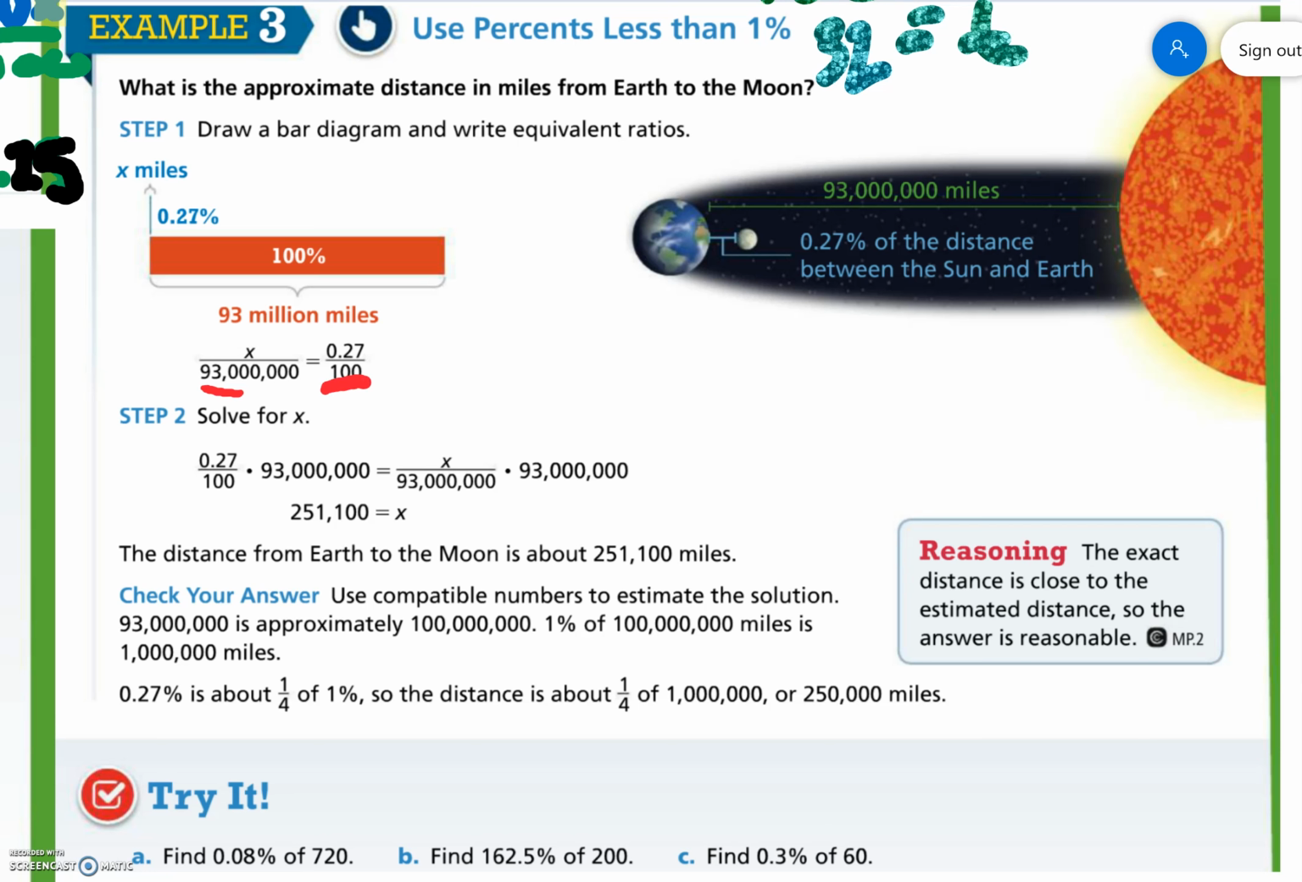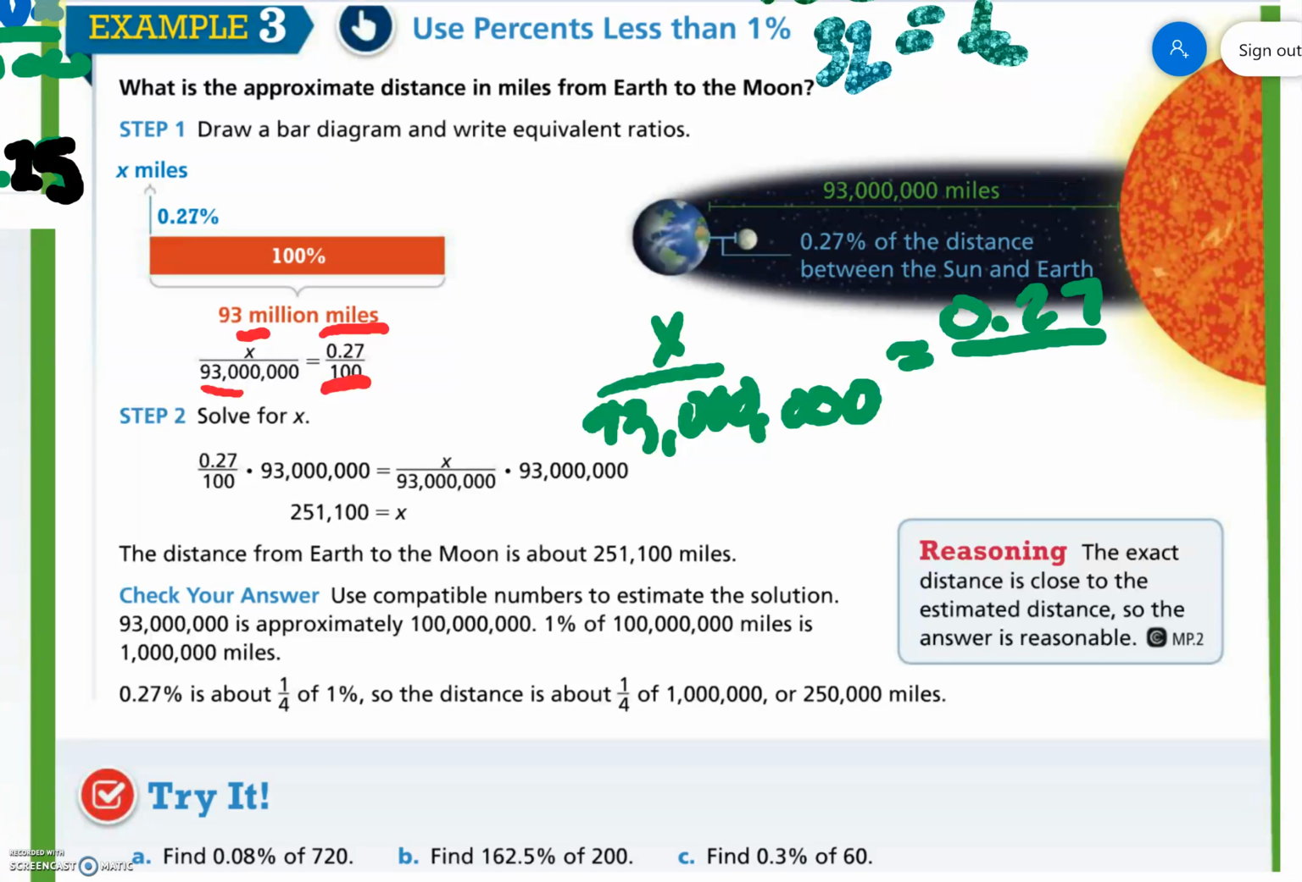We want to know what the distance is from the Earth to the Moon, so that's x. But we do know it's 0.27%. So it's always the percent over 100. So they do multiply by 93 million. We can cross multiply: x over 93 million equals 0.27 over 100.